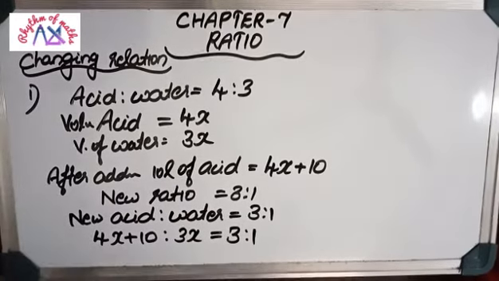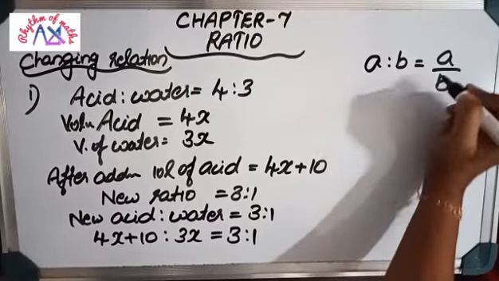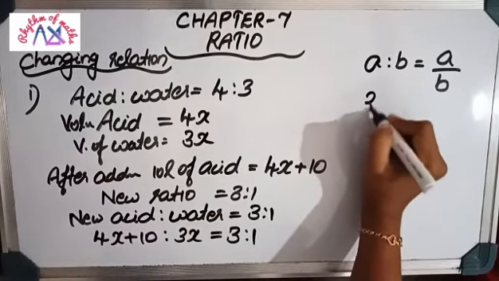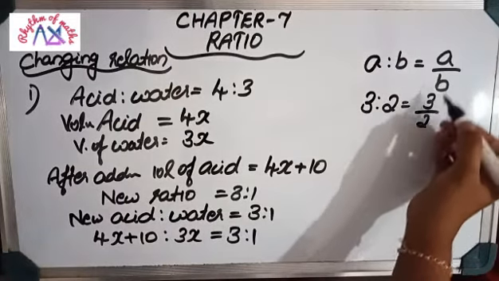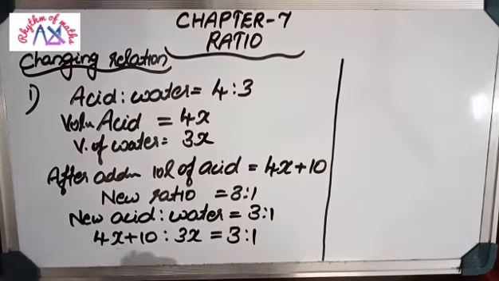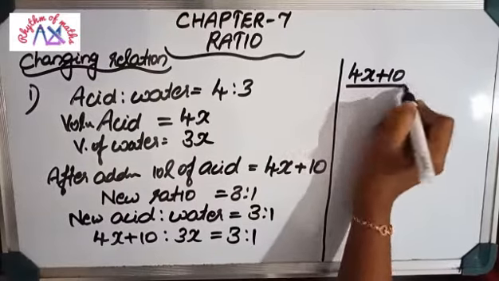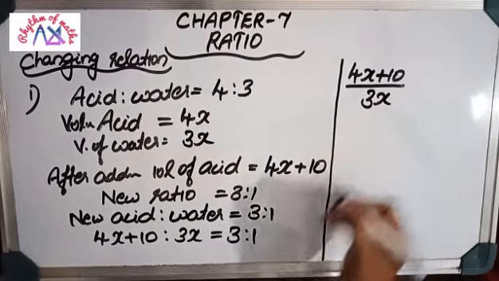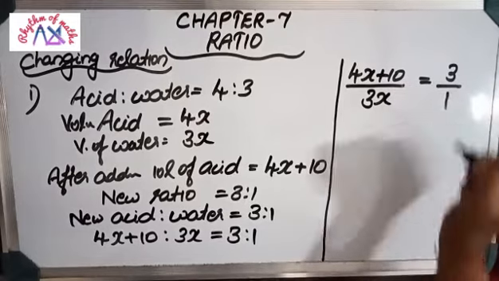Now here we can write A is to B as A by B. A ratio we can write as a fraction like this. A is to B equal to A by B. Similarly, 3 is to 2 means it is 3 by 2. So by using this, we can write 4x plus 10 is to 3x as 4x plus 10 by 3x. First quantity by second quantity. Similarly, 3 is to 1 we can write as 3 by 1.